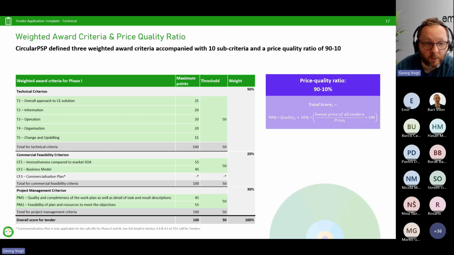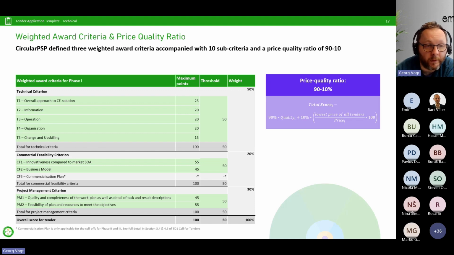We have decided against individual thresholds in individual subcriteria because, I don't know, you could be a genius in 14 out of 15 and in one you are weak and then we should reject you. No, this is not good. So we only have a summary threshold for each of the technical criterion, commercial criterion, and the project management criterion. So cumulatively, you need to get enough points to go over the threshold. With this, you remain eligible. The offer remains valid and to be ranked.